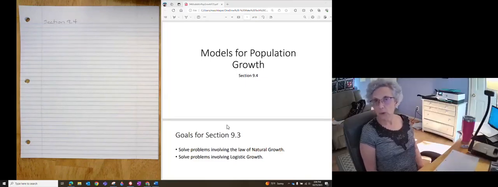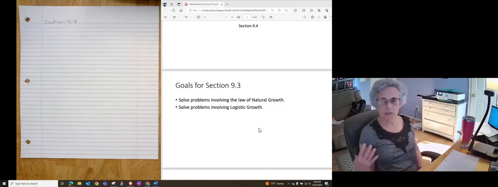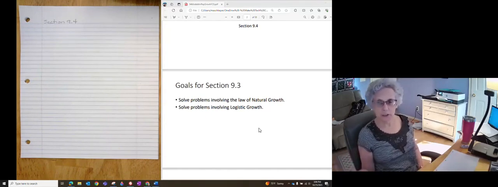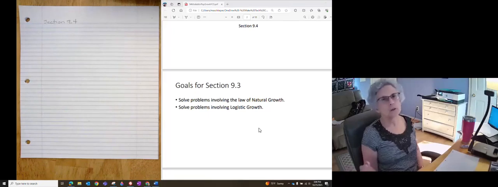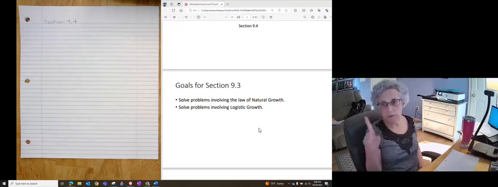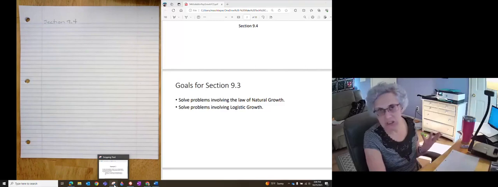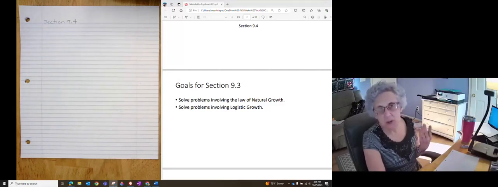Section 9.4 is all about models for population growth. I have that our goals are to solve problems involving the law of natural growth and problems involving logistic growth. It should really just be solve problems involving logistic growth, because natural growth is just so easy. There is one problem involving natural growth on your lab. Since there's not one in the textbook, there's not one in your WebAssign.